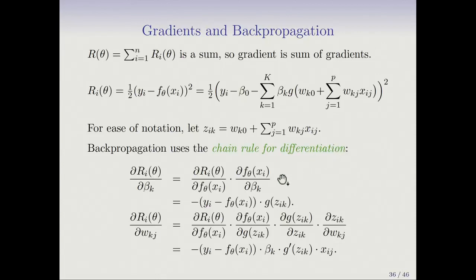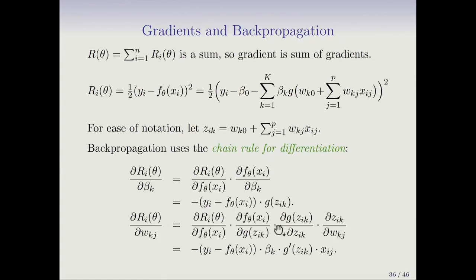Now we use what's known as the chain rule of differentiation. Let's first differentiate with respect to a beta. We first differentiate the sum of squares with respect to f(theta), and then f(theta) with respect to beta. When you do it in those two steps and multiply them together, this is the expression you get. For the w's, we differentiate with respect to f(theta) again, then f(theta) with respect to g(z_k), then g(z_k) with respect to z_k, and then z_k with respect to w. So four steps in the chain. When you do each of those and multiply them together, you get this expression over here.